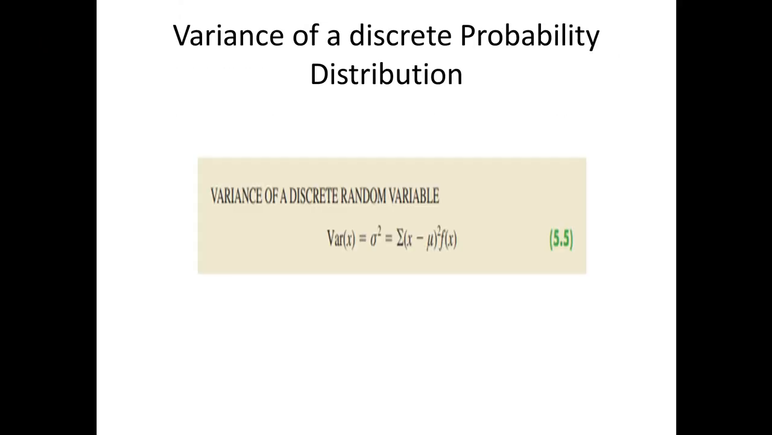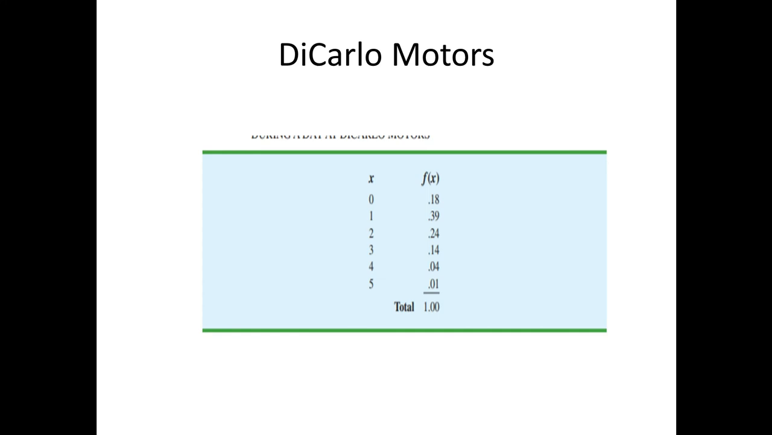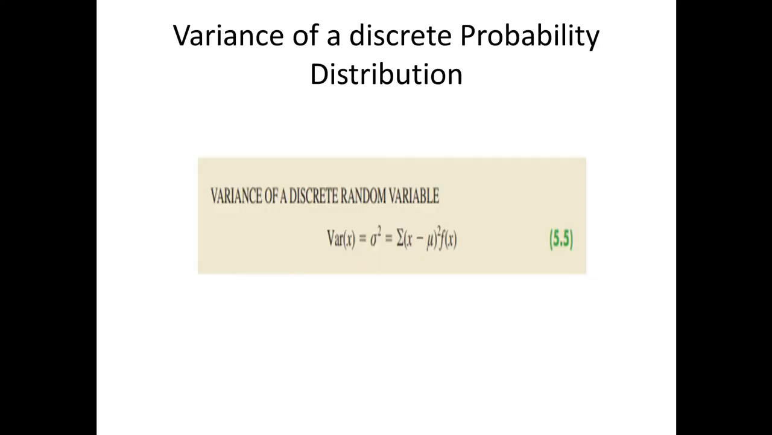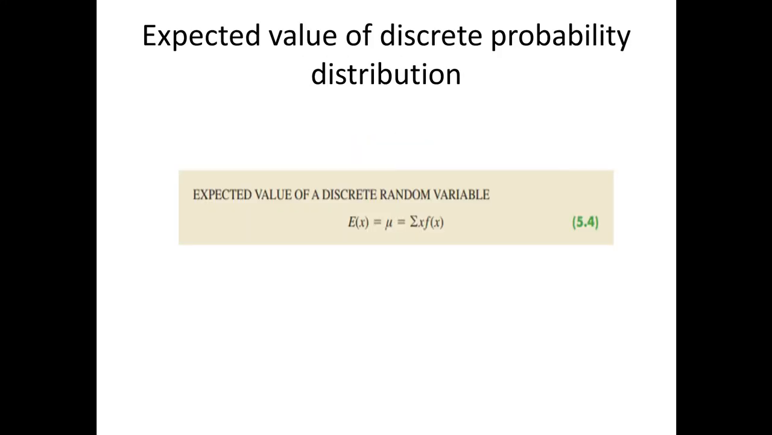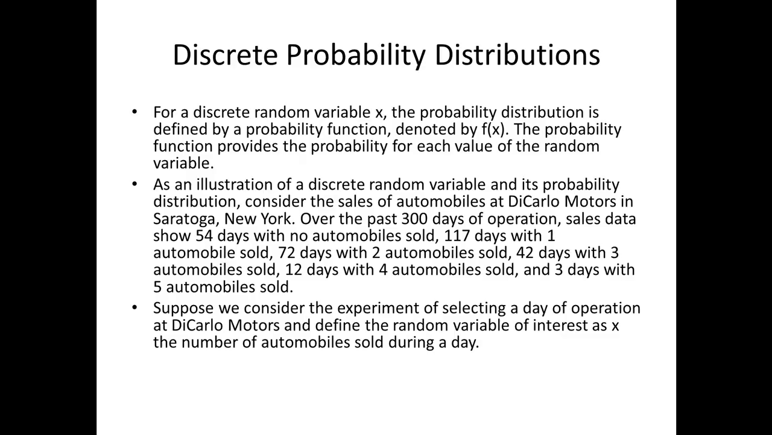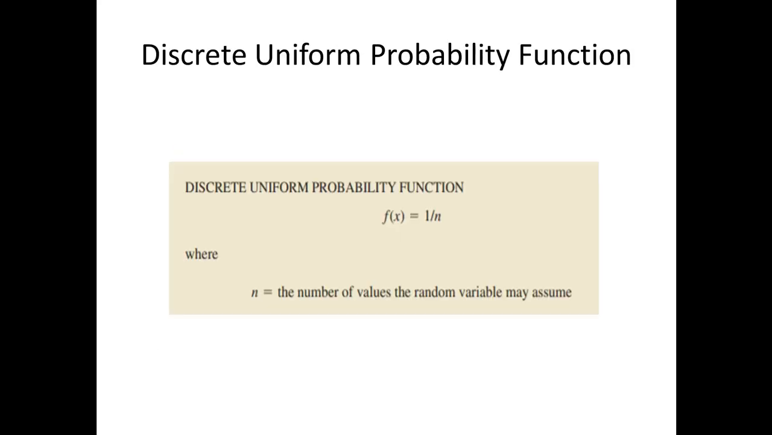If you go back to the slide, this was a Decalo Motors example. That was the variance for a discrete probability distribution. And just to recap, we also did cover the uniform probability distribution. So that basically ends this particular section.